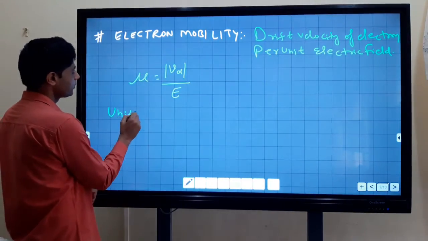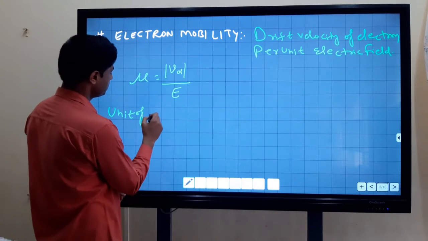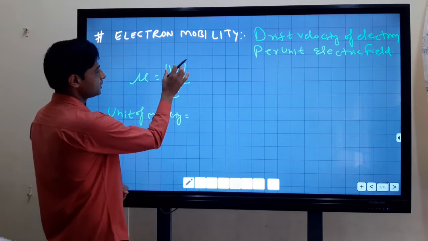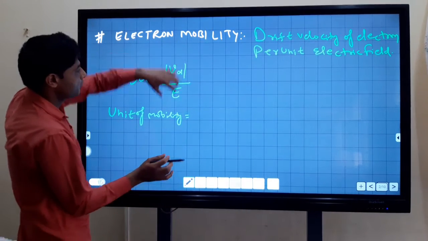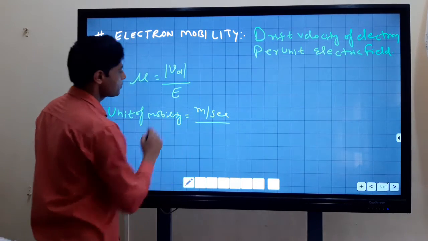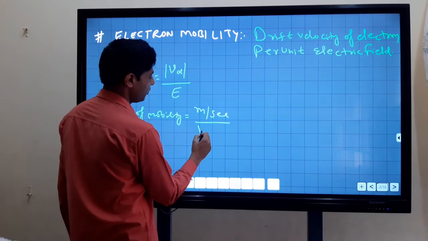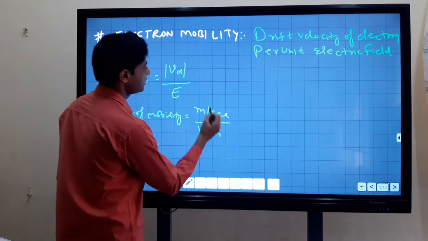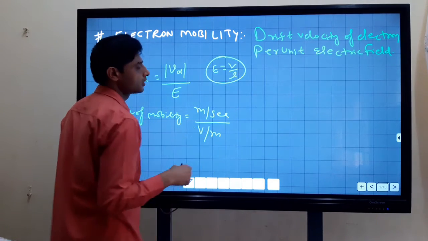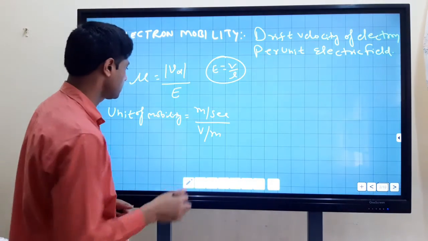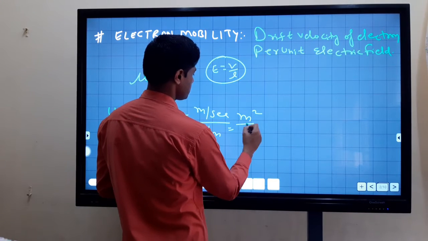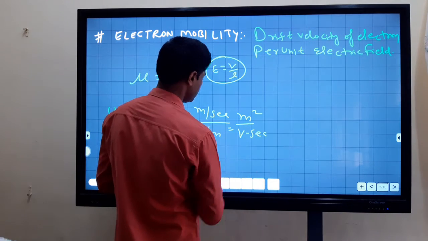Unit of mobility. As you know, the unit of drift velocity is meter per second, and the unit of electric field is volt upon meter, because E equals V upon L, where L is the length of conductor. So the unit is meter square per volt second.